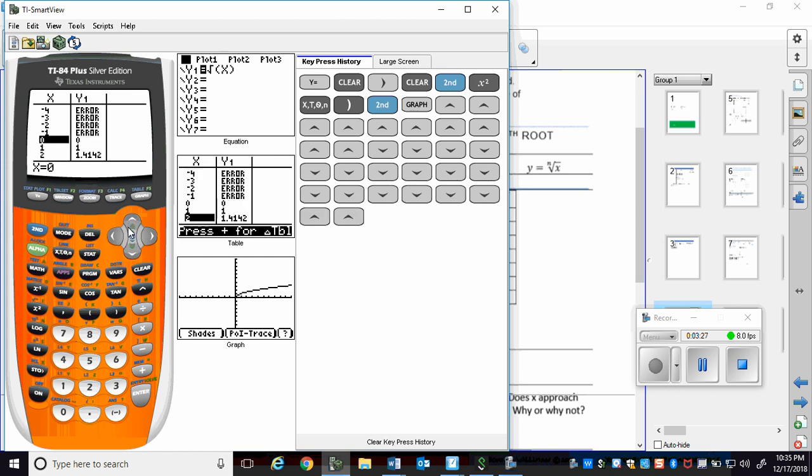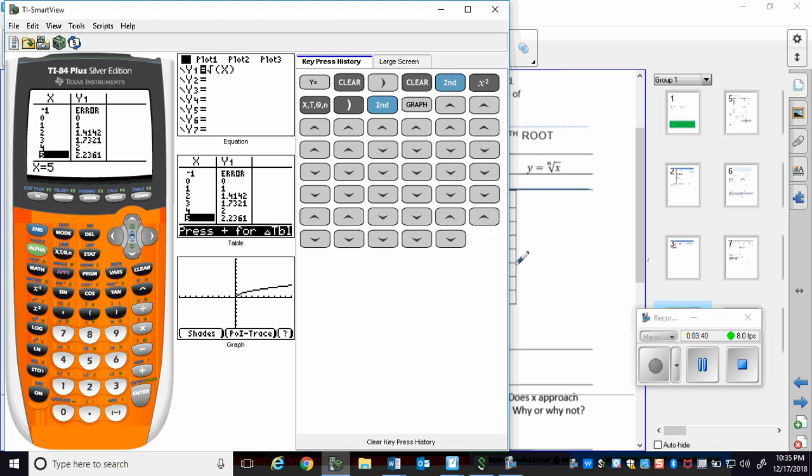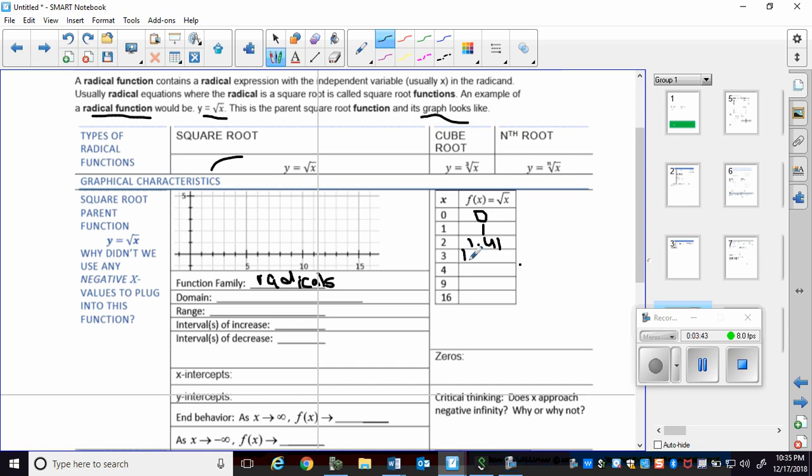So I'm going to start my first point at 0, 0. My second point at 1, 1. Third is at 2, 1.41. The fourth is at 3, 1.732. And we do different colors here. The square root of 4 is 2. Square root of 9 is 3. And the square root of 16 is 4.